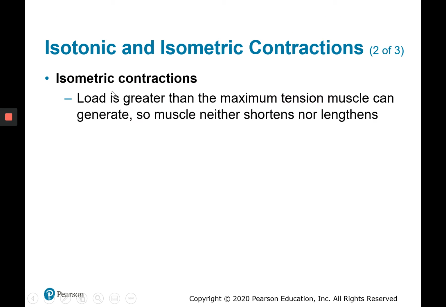Again, with an isometric contraction, we see no shortening or lengthening of the muscle. This would be like trying to push over a wall or just pick up something that's way too heavy to pick up with your skeletal muscles. So the load's going to be greater than the maximum tension that the skeletal muscles can perform with their cross-bridge cycling.